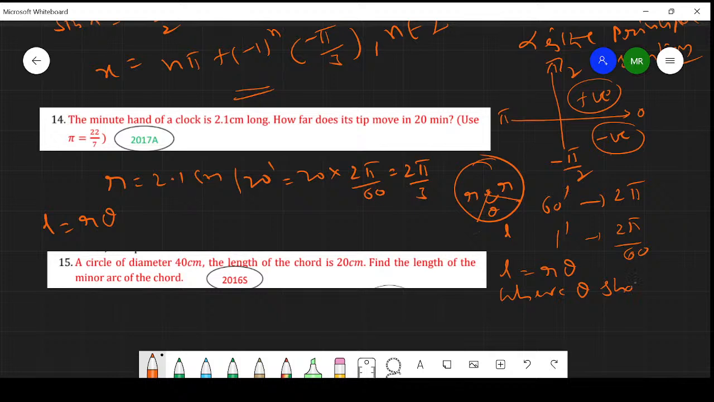That is important. That is the reason when you are using the formula L equal to R theta, you should always convert theta into radians. Theta should be in radians, no doubt in that.